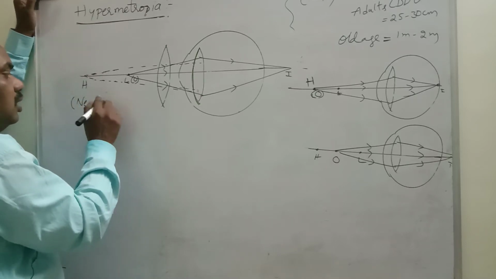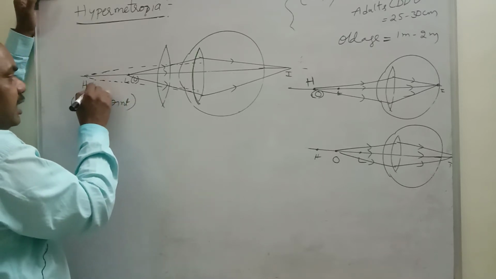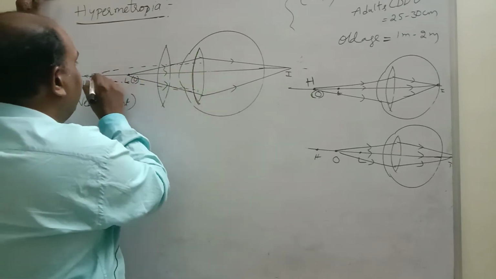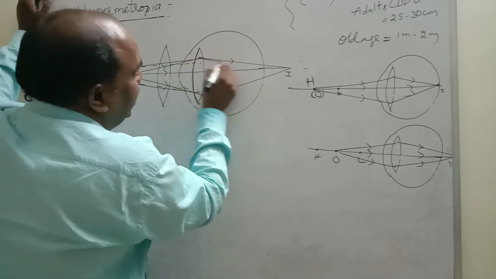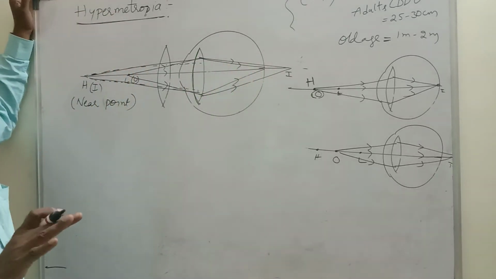This is also called near point. Near point is nothing but H. Now the image of this object falls at H. This image acts as an object for the eye lens, so that all light rays coming from H form the final image on the retina of the eye. So the problem will be rectified.